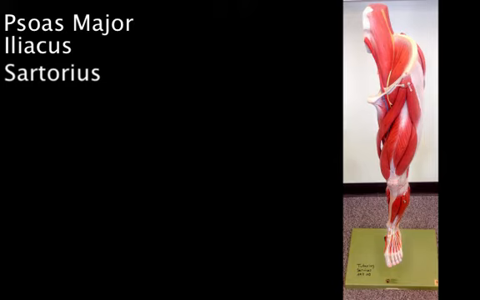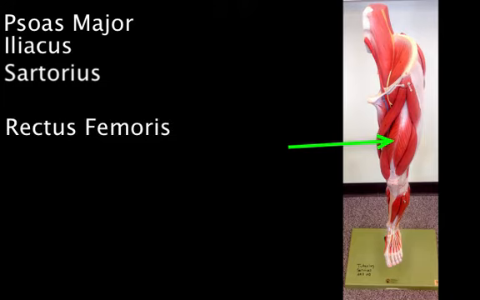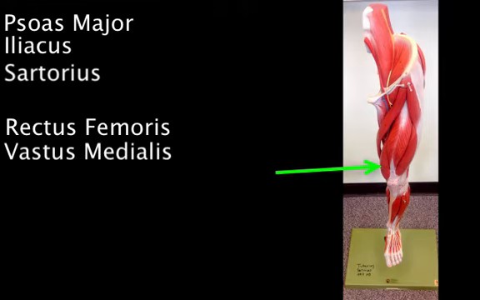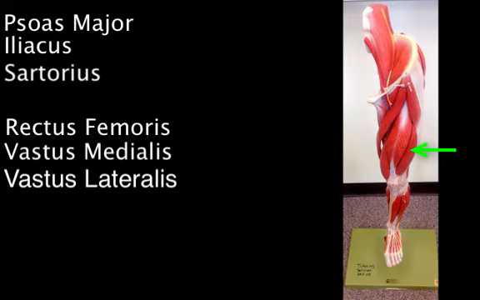So if you can name this muscle at the tip of the pointer. Okay, that is going to be the rectus femoris. And if you can name this muscle at the tip of the pointer. Okay, that is going to be the vastus medialis. Can you please name this muscle at the tip of the pointer? Okay, that's going to be the vastus lateralis.